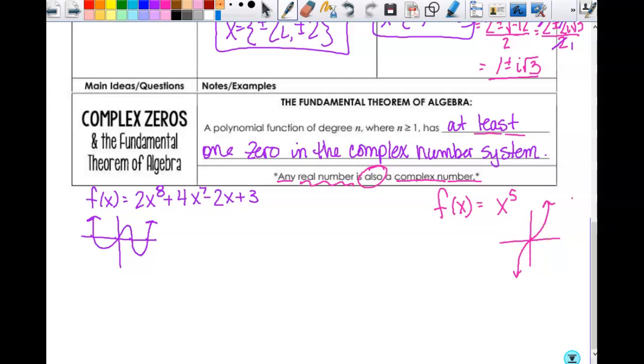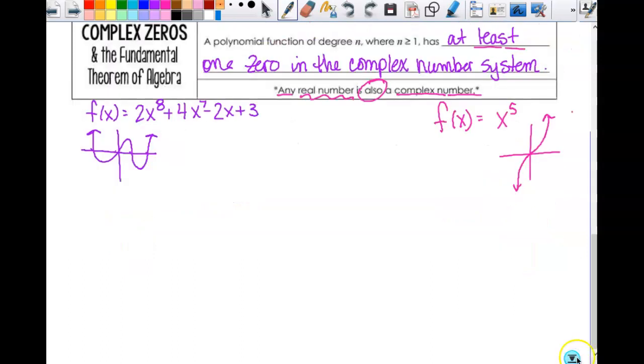Little bit of a side note here, because this came up on the PSAT stuff on Friday, so I want to make sure that I answer this question.